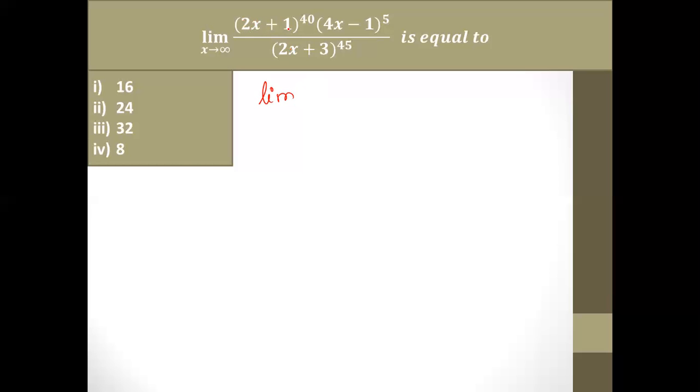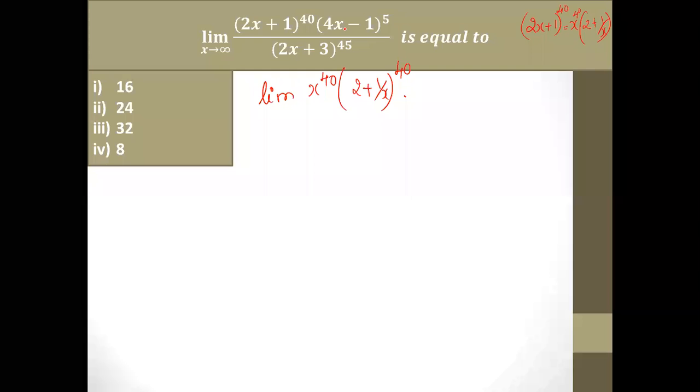If I take x common from the first term, 2x plus 1, if I take x outside, it is 2 plus 1 by x. But here 2x plus 1 whole power 40 you have. So when you are taking it out, it becomes x power 40. So it is x power 40 into 2 plus 1 by x whole power 40.